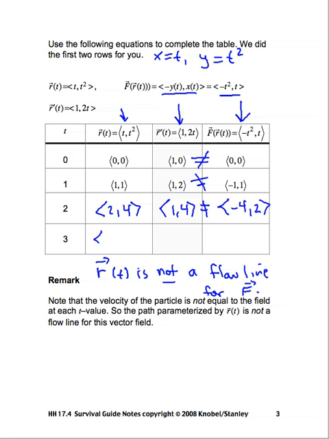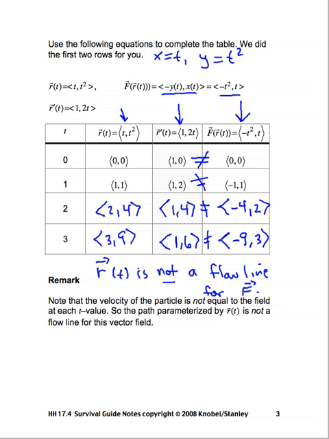When t equals 3, you get 3 comma 9. That's where you are on the path at that point. The velocity vector tangent to the path at that point is 1 comma 6. And then the vector in the field at the point 3 comma 9, that's where you are in the field, with t equals 3 would be minus 9 comma 3. And you can see these guys are not equal.